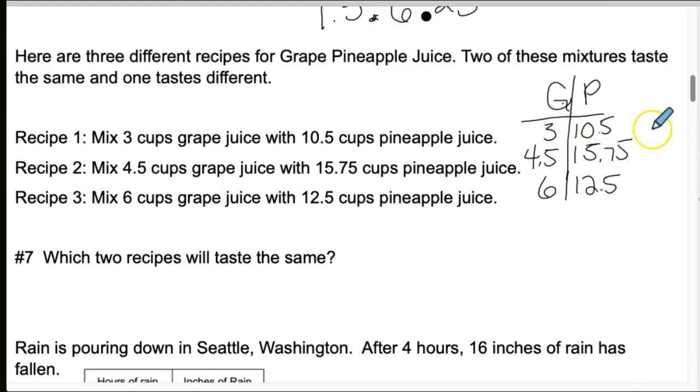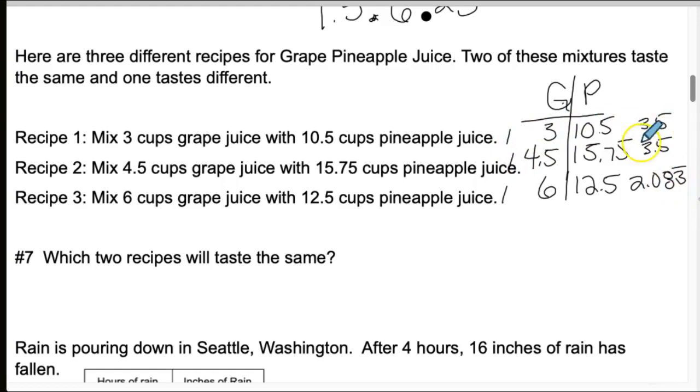10.5 divided by 3 is equal to 3.5. 15.75 divided by 4.5 is also 3.5. And 12.5 divided by 6 becomes like 2.083 repeating. That means for every 1 cup of grape juice, you would need 3.5 cups of pineapple juice. 1 cup of grape juice, 3.5 cups of pineapple juice. 1 cup of grape juice, 2.083 repeating cups of pineapple juice.